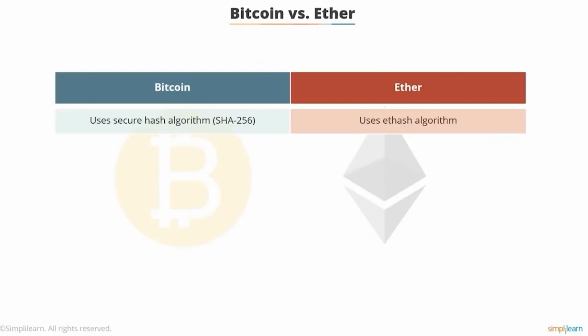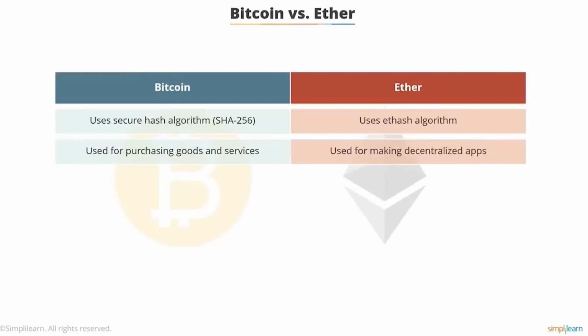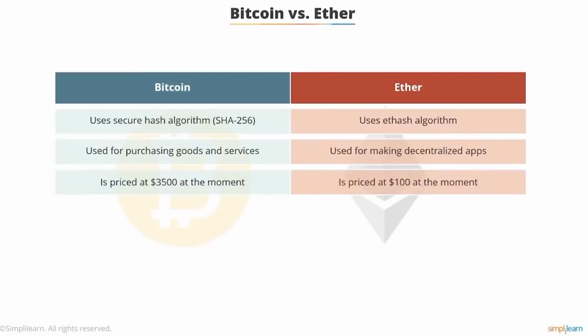Technically, both are one-way cryptographic hash functions. The second difference is in the use of Bitcoin and Ether. As we have discussed earlier, Bitcoin is only used for financial transactions like purchase and sale of goods and services. However, Ethereum, being a Turing-complete platform, also supports smart contracts and decentralized applications. The third difference is in the price of the two cryptocurrencies.